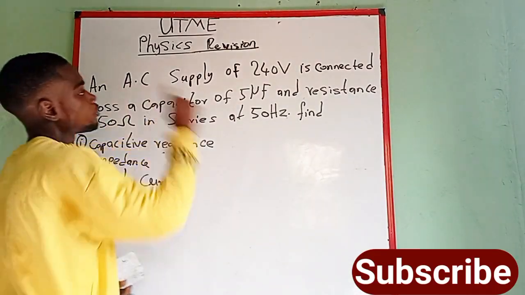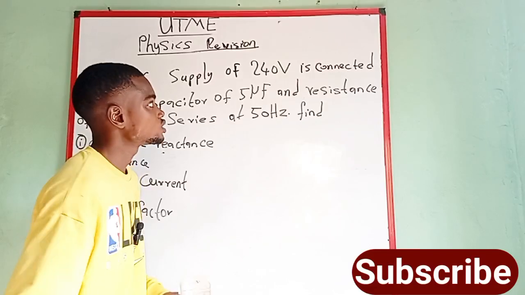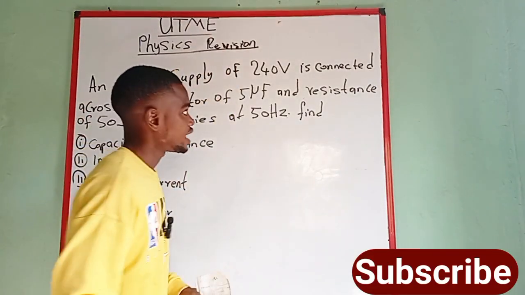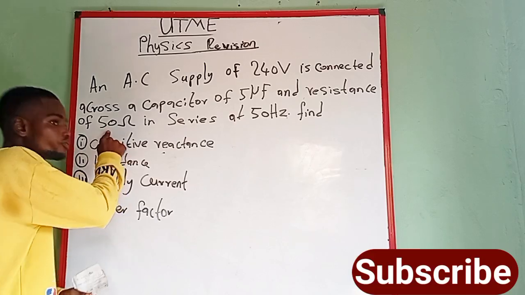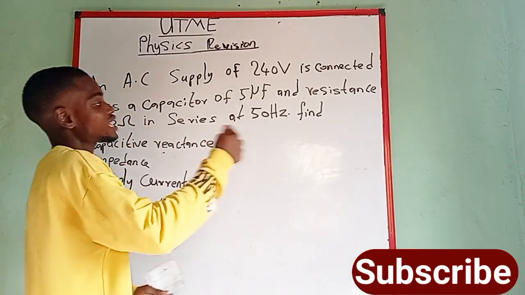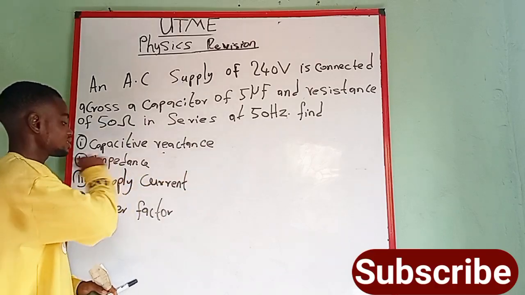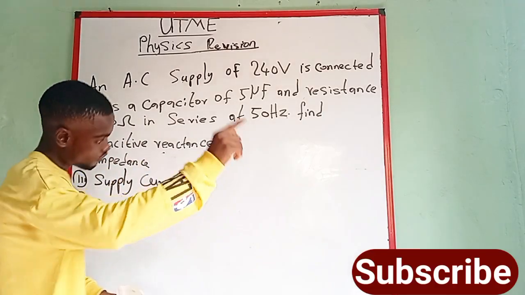Here we have an AC supply of 240 volts is connected across a capacitor of 5 microfarad and a resistance of 50 ohms in series at 400 hertz. Find the capacitive reactance, impedance, supply current, and power factor.